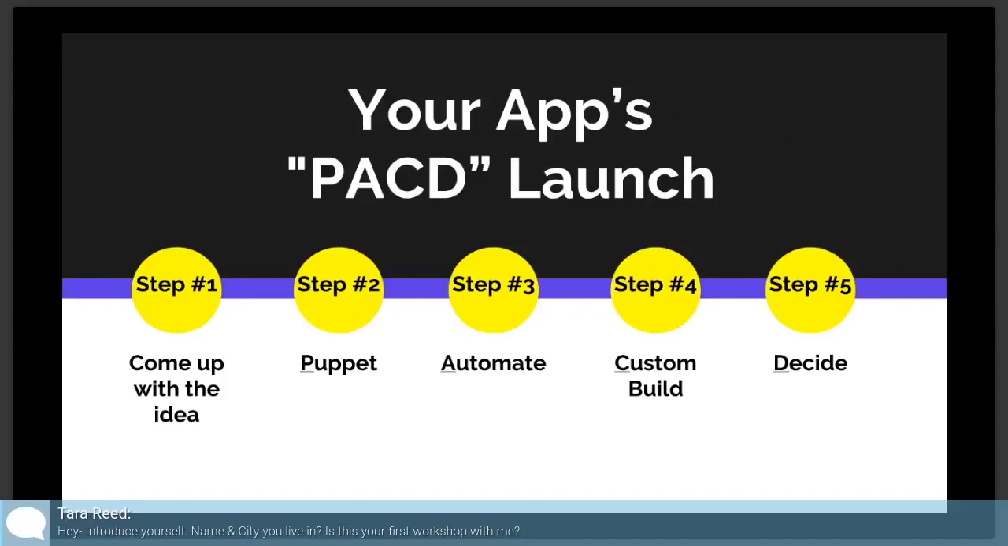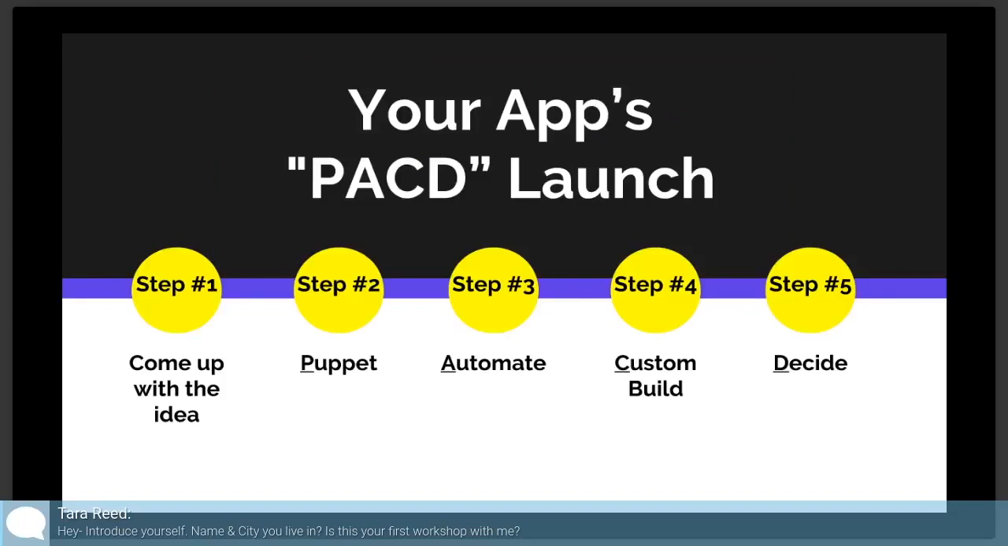Then you're going to move to step 2, and this is when the PACE launch begins. So step 2 is to puppet your app. The P stands for puppet. So you don't need to have all sorts of fancy technology when you first launch. There are some pieces of technology that you do need, but the P is for puppet. And we're going to talk about this in more detail, what it looks like. What does that even mean to puppet an app?